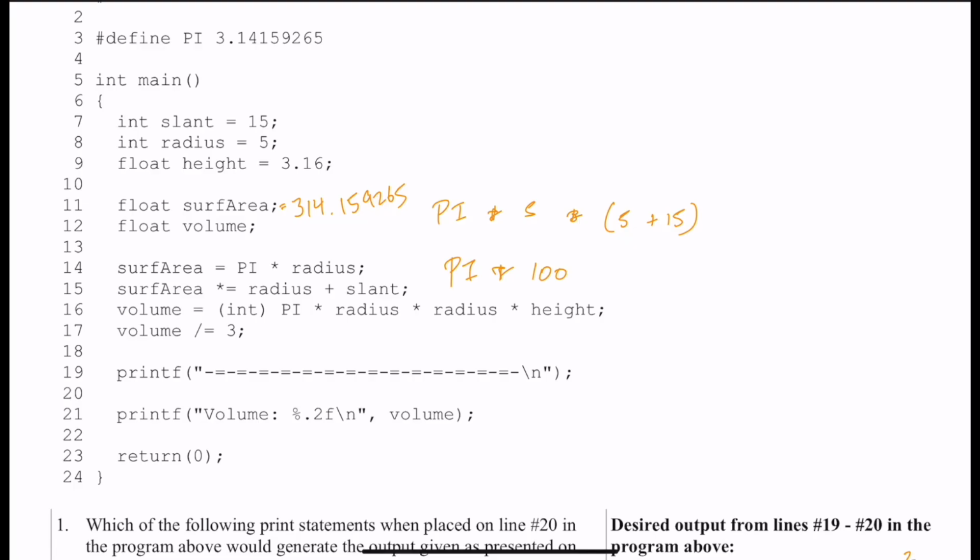So volume is equal to pi, but casted to an int. So remember that casted to an int, we lose any information after the decimal point. So it's just 3 times radius, which is just 5 int, times radius, times height is a float, 3.16. And then because the left-hand side is a float, we're not going to be losing any information, which I like to write as a reminder. We're not going to be losing any information from the right-hand side calculation.